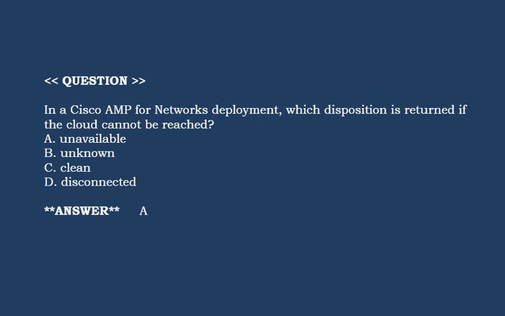Next question is, in a Cisco AMP for Networks deployment, which disposition is returned if the cloud cannot be reached? Option A, unavailable. Option B, unknown. Option C, clean. Option D, disconnected. Correct answer is option A.